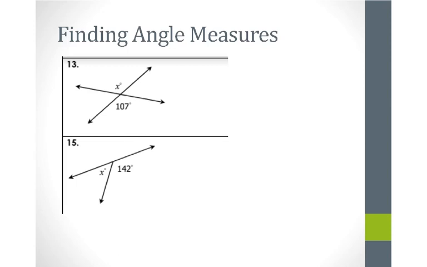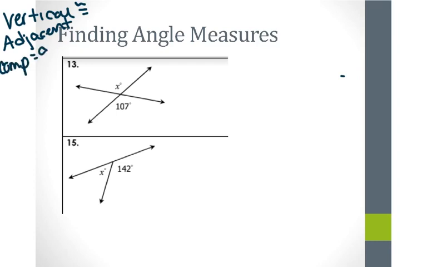So finding angle measures. Remember, you had vertical angles, which ended up being congruent to one another. You had adjacent, which were just right next to each other. You had complementary, which equaled 90 degrees, and you had supplementary, which equaled 180 degrees. Okay?